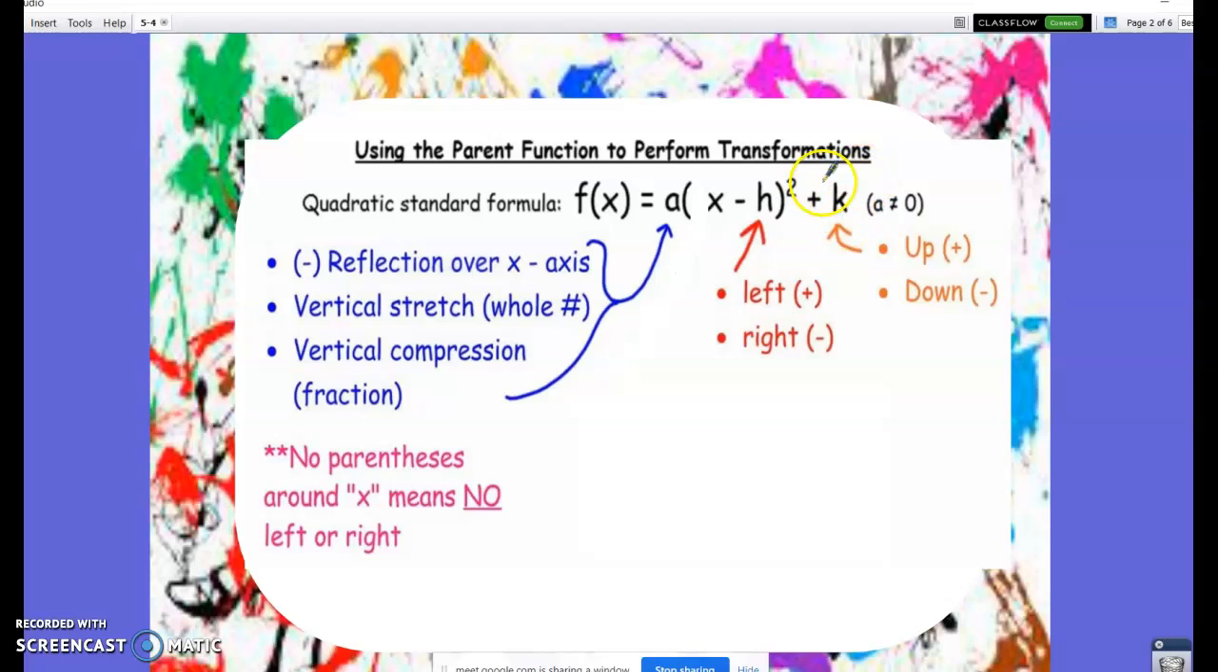And then lastly, the plus or minus value at the very end of vertex form, that will shift your parabola up or down on the y-axis, kind of like your y-intercept. Okay, so let's get started.